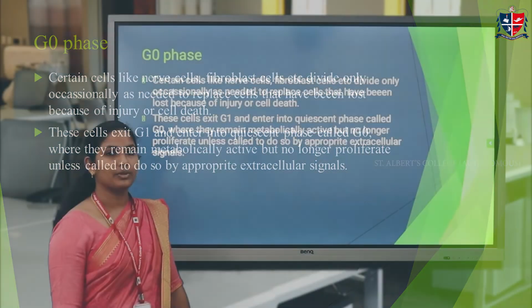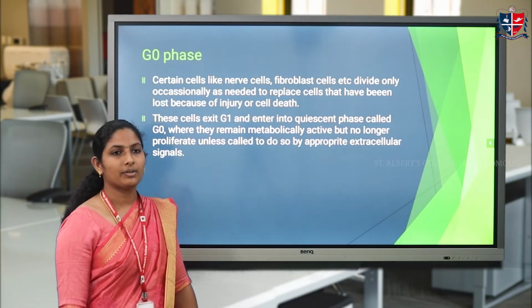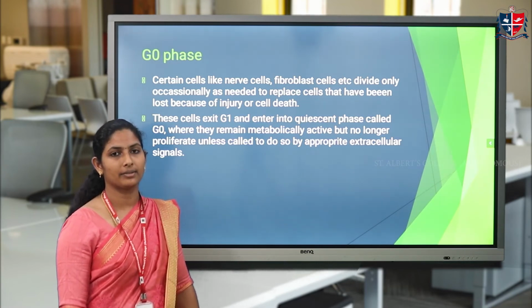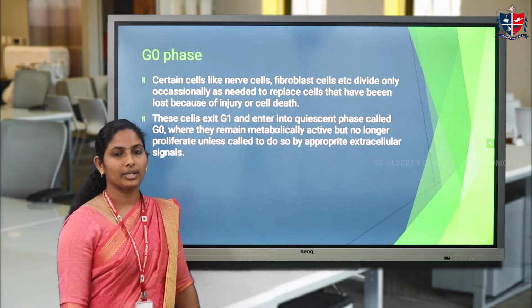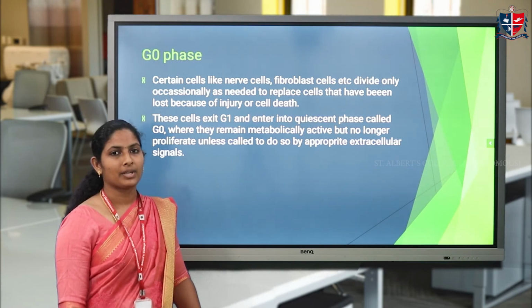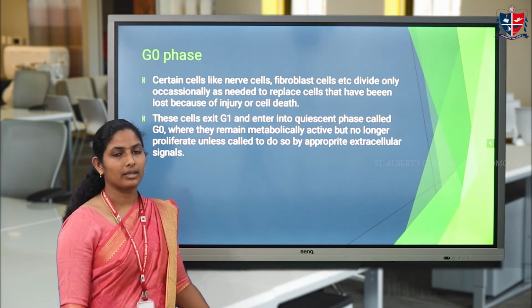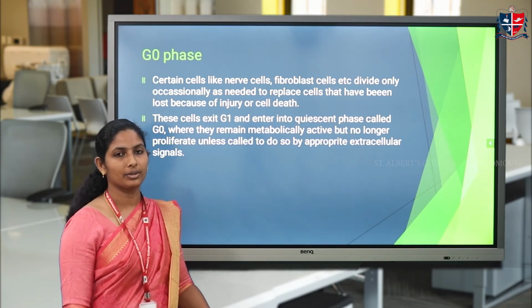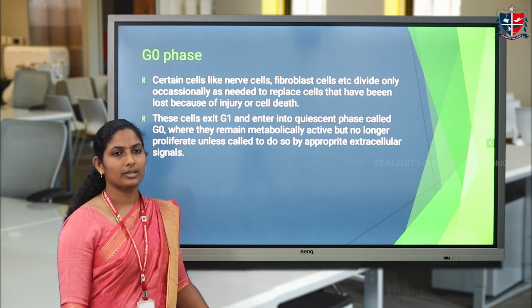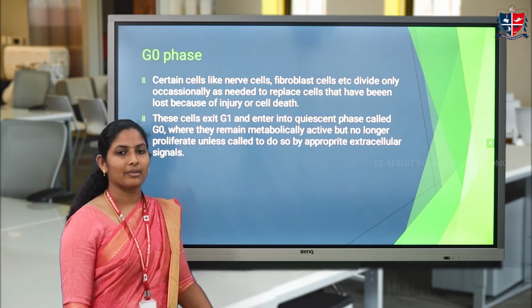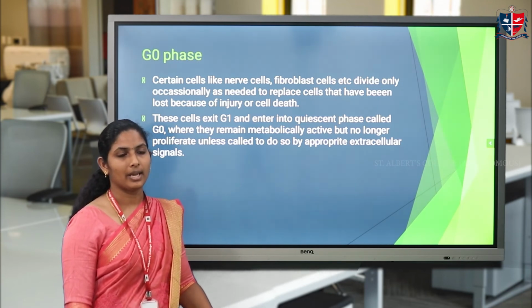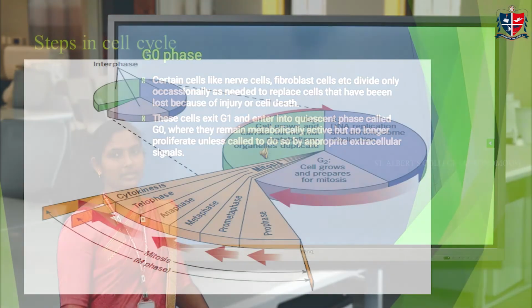After that, there is one more phase which is called the G0 phase. G0 phase is not present in every cell, but in certain cells like nerve cells and fibroblast cells, which do not undergo continuous division, but get divided only after they receive certain extracellular signals. So this phase is otherwise called the quiescent phase. Those cells that are not going to divide or enter the S phase will exit G1 and enter the quiescent state. And whenever there is a requirement, they undergo division, or they proceed into the S phase and G2 phase. So these are the different phases in the cell cycle.